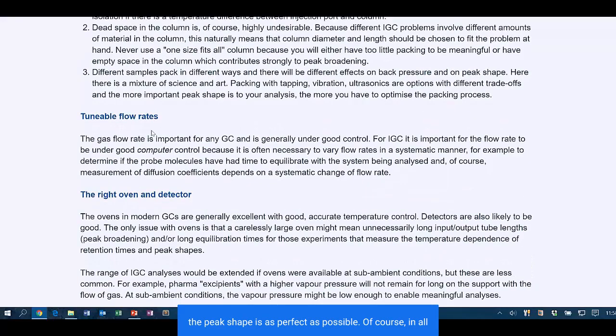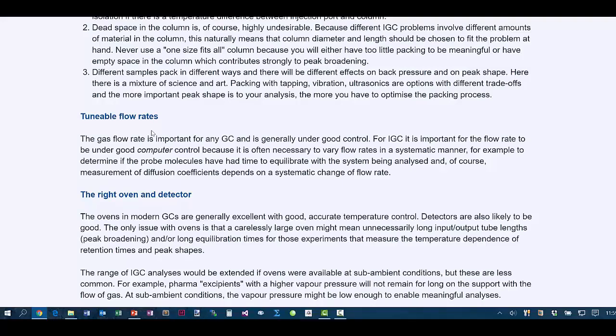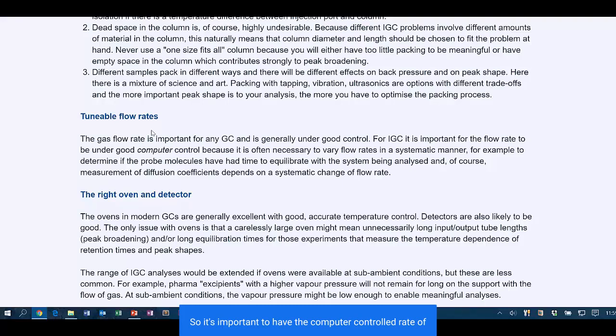Of course, in all GC you adjust the flow rate, but in IGC it's very important that you can tune the flow rate automatically. For example, for diffusion measurements, you need to do the experiment at a set of different flow rates. And as we'll discuss later, if you flow too fast for some experiments, you don't get equilibration and the data is meaningless. If you flow too slowly, then you are using up unnecessary time. So it's important to have the computer-controlled rate of flow so you can do a few quick scouting experiments to get the optimum flow rate.